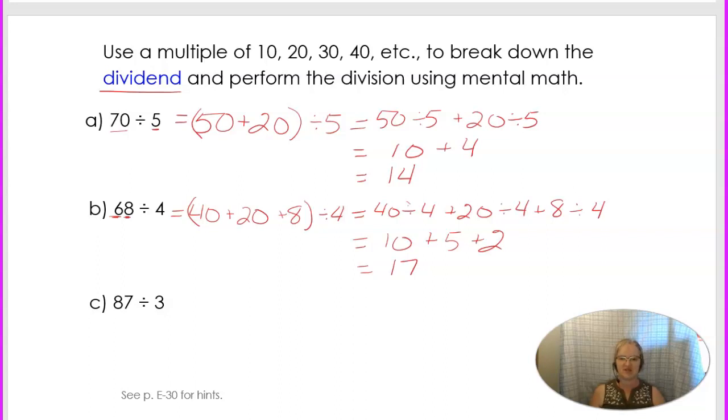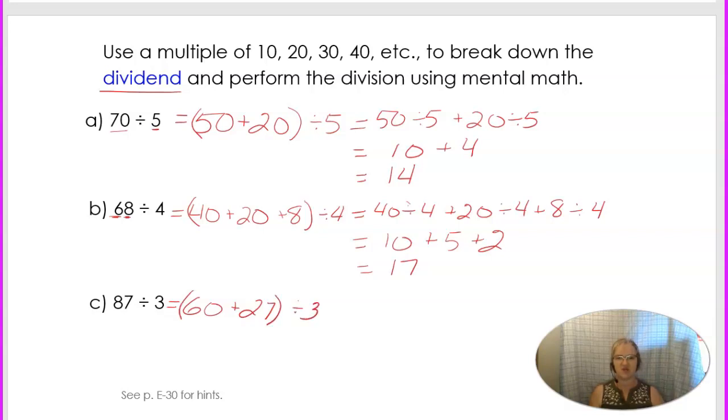Well, how about 87 divided by 3? That looks a lot more complicated, doesn't it? Well, let's take out 60. 60 is a pretty big number, pretty close to 87. 60 plus what would be 87? Aha, 27. And 27 can be divided by 3, right? That would make it easier.